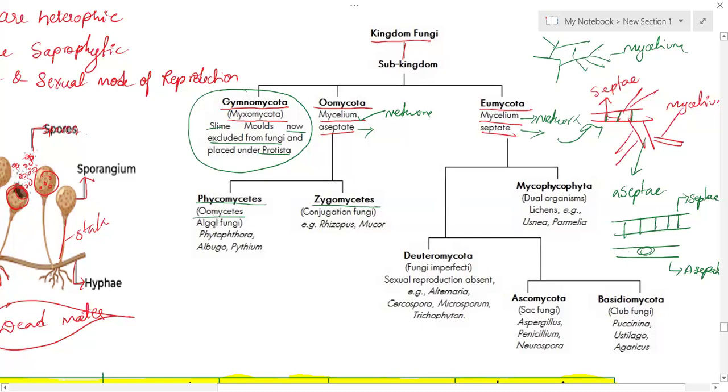What comes in this is the algal type of fungi, the green type of fungi.